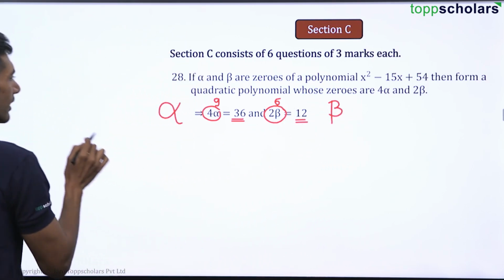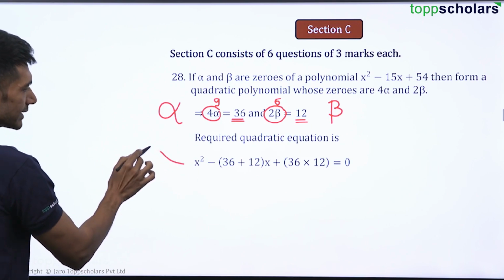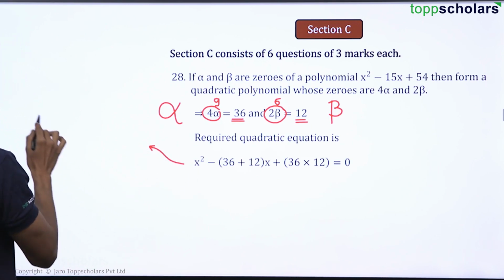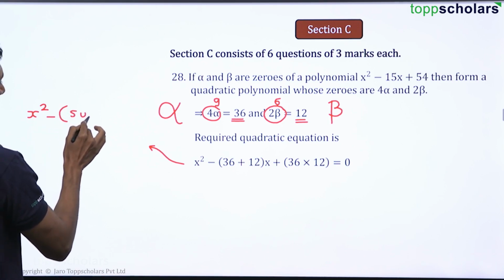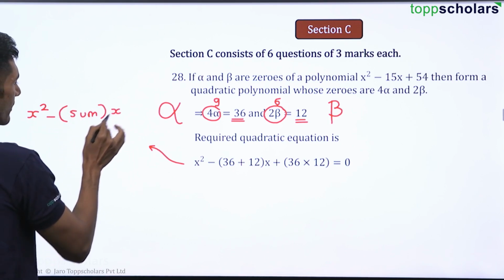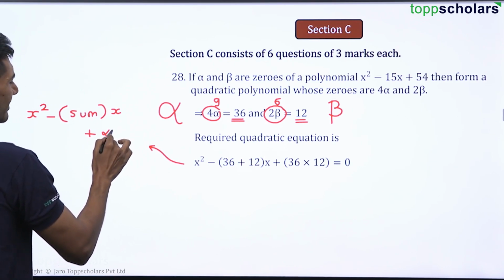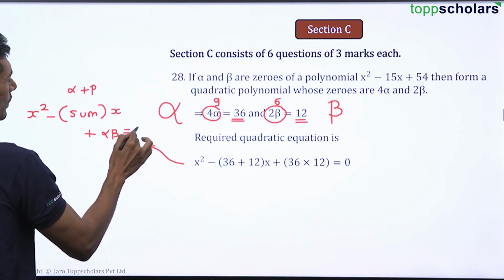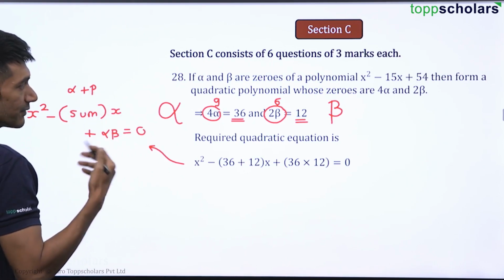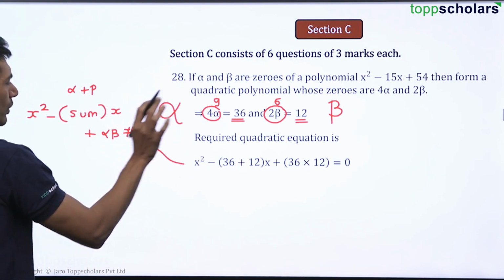And we know that a quadratic polynomial is given by, okay, this I'll just explain to you. The quadratic polynomial is given by x square minus the sum of the zeros into x plus the product of the zeros, that is alpha into beta, this is alpha plus beta, is equal to 0. This is the quadratic equation. If they are asking for a polynomial, even if you don't write down equal to 0, that is fine.